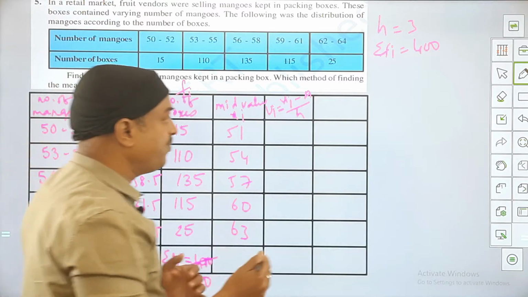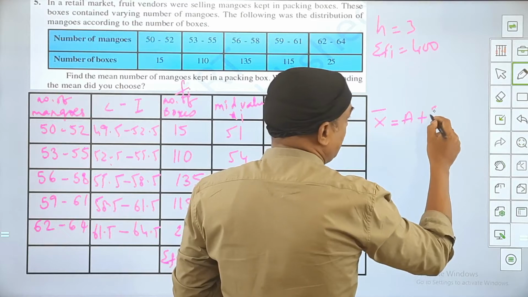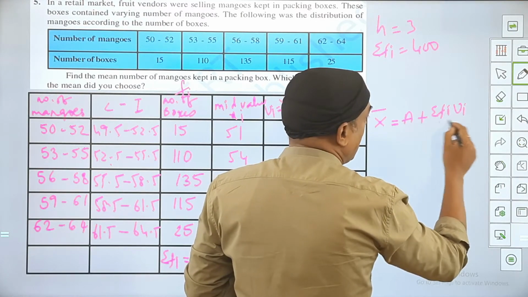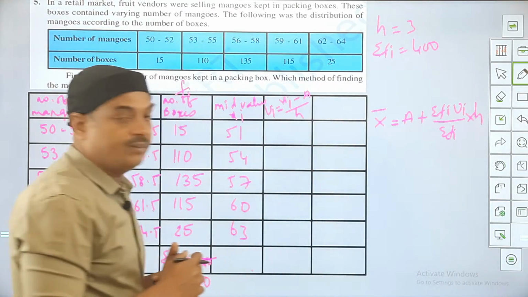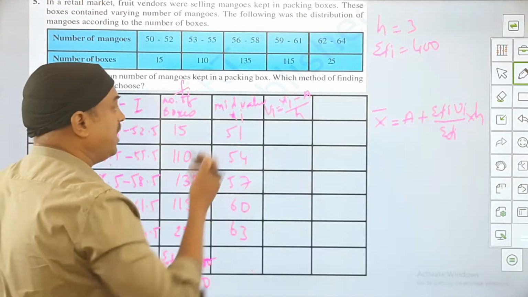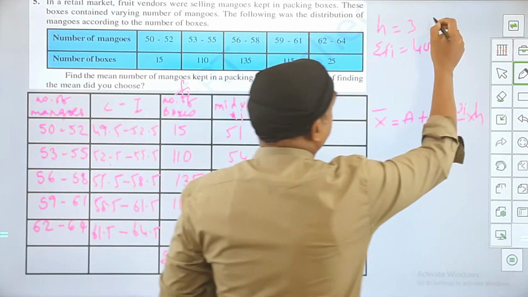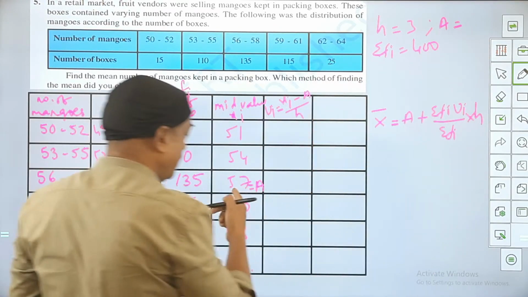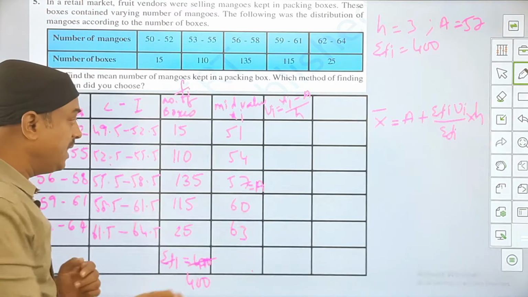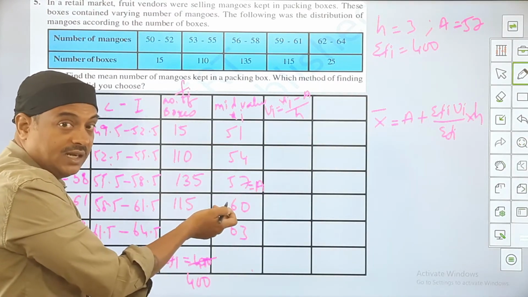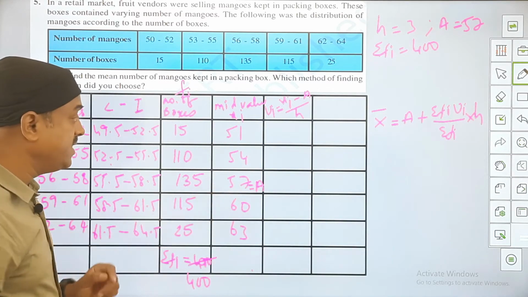We all know that. And what is the formula, my friend? X bar is equal to A plus summation Fi ui upon summation Fi, into H, is the formula. Okay. So now let us get the ui values. For that I need to go for an assumed mean A. So I took A is equal to how much? 57. If you remember, I said very clearly, try to take the middle value, exactly middle value. I have 5 different values here. So I took the middle value as A, which is always helpful.